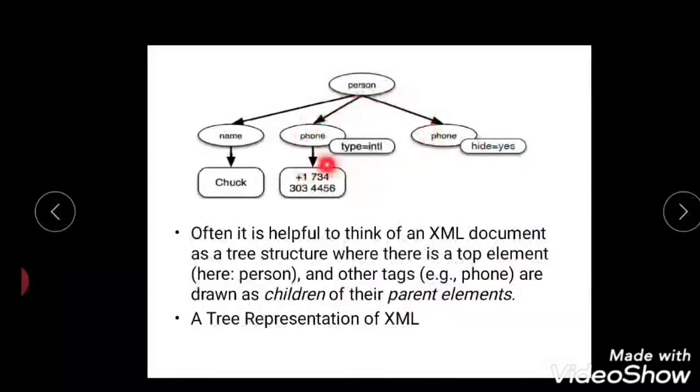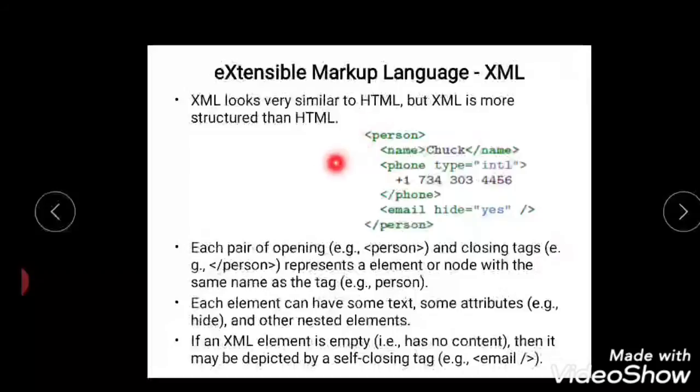It is a tree representation of the XML program which you have seen in the last slide. The last slide has an XML program, right? And this is the tree representation of it. It is helpful to think of an XML document as a tree structure, where the top element is a person, and other tags like phone number are drawn as children of their parent. If you take this, person is going to be the tree structure.